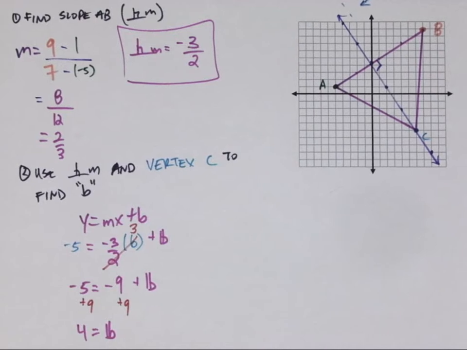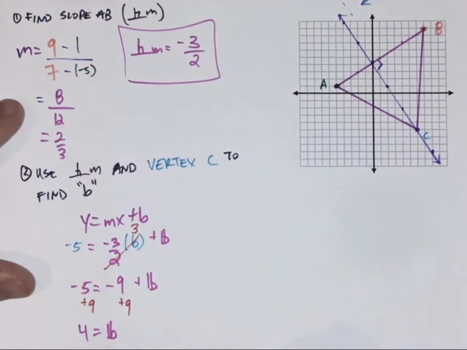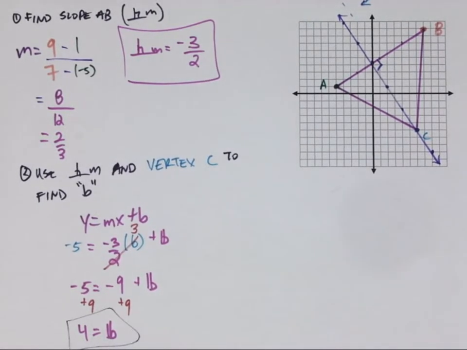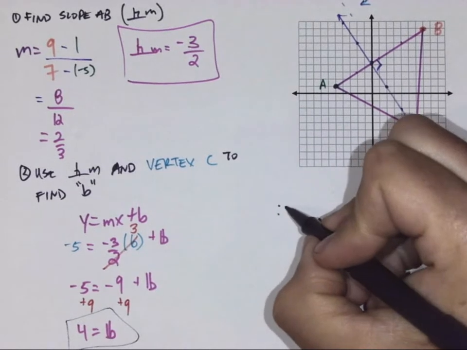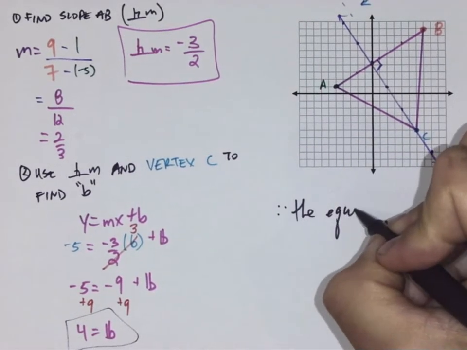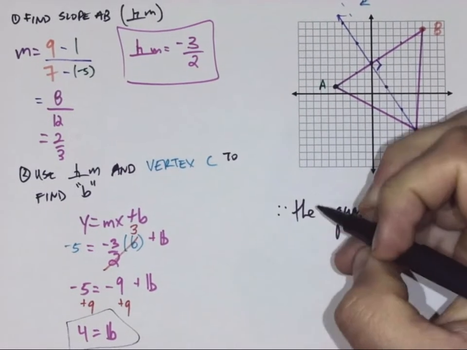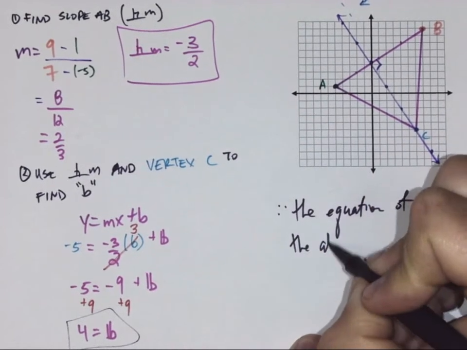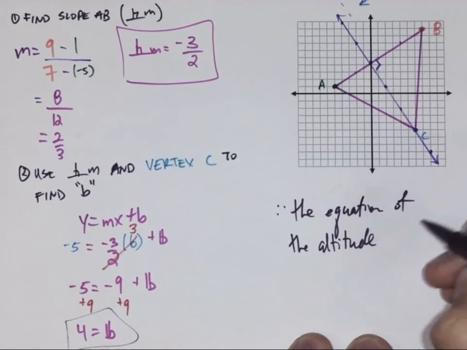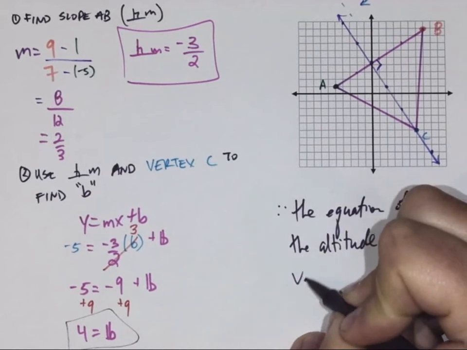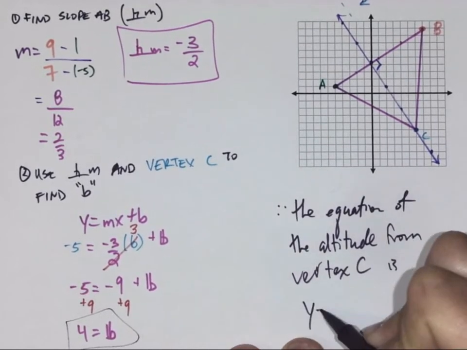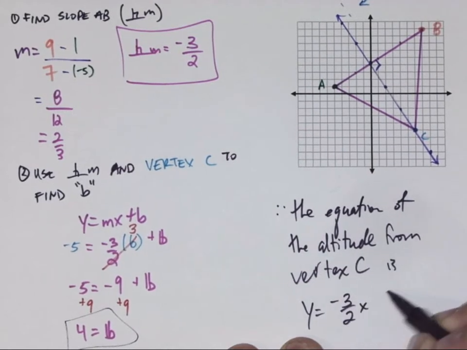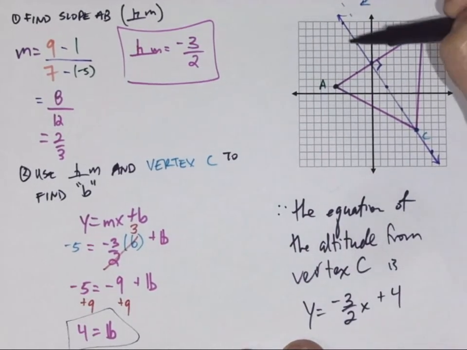From that, we've got our final solution because we have a slope, we have a y-intercept, the height of the triangle ABC from vertex C, or the equation of the altitude from vertex C is y equals. And that's our line right there that we've drawn.